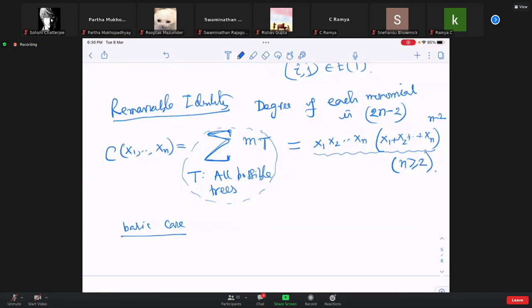That means, suppose this identity is true and put xi equal to 1 for all i. Then what will the left hand side be? Every monomial refers to one tree in your count, right? So this is exactly the number that you are looking for. And here it will be n power n minus 2, because it's an identity. If you put xi equal to 1 on the left hand side, you have to put xi equal to 1 on the right hand side also.